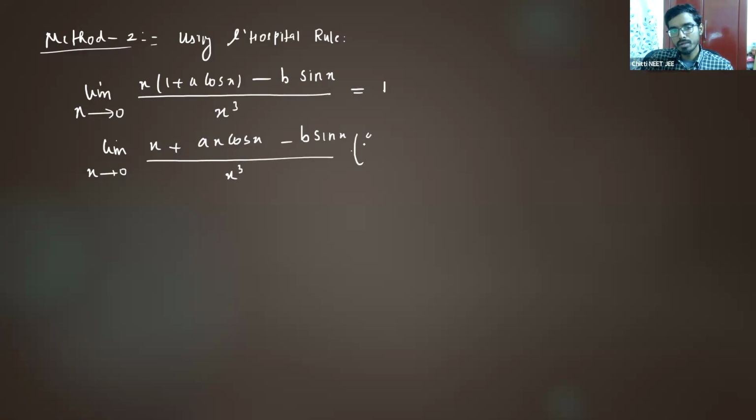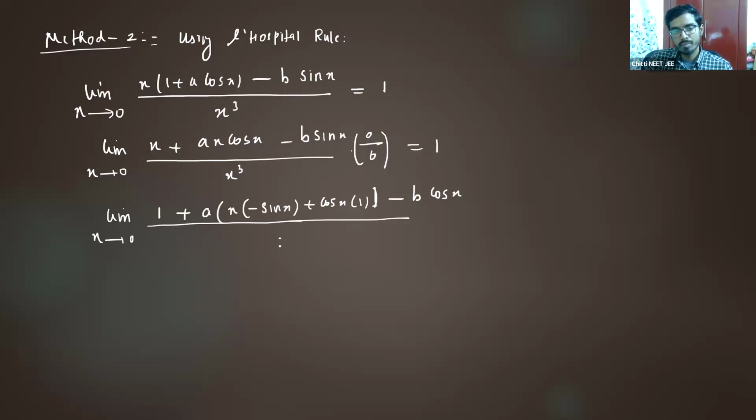See, when you apply the limit, it is of the form 0 by 0, right? So I can differentiate this. So we have limit x tending to 0, derivative of x is 1. You differentiate this, let us keep x as it is. Derivative of cos x is minus sin x. Let us keep cos x as it is. Derivative of x is 1 minus b cos x whole divided by 3x square.